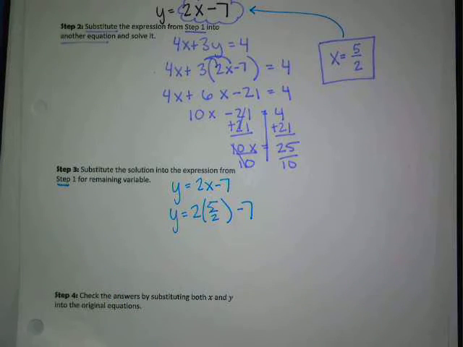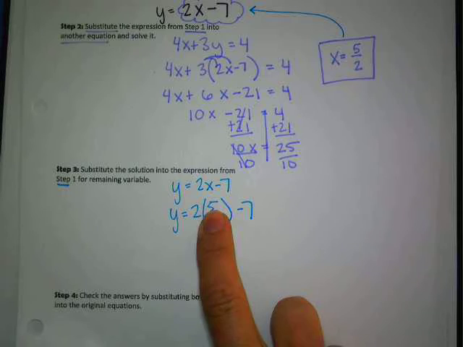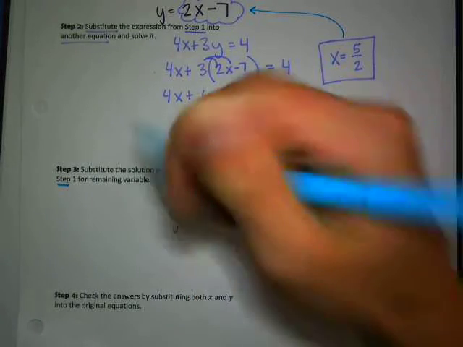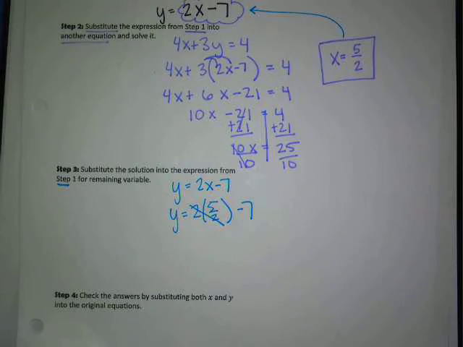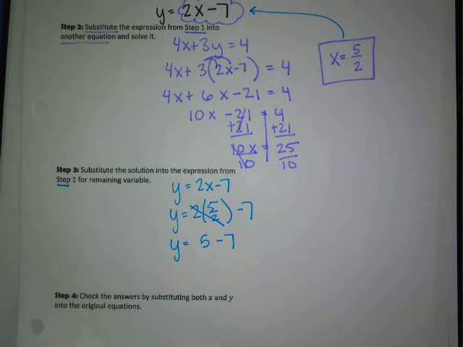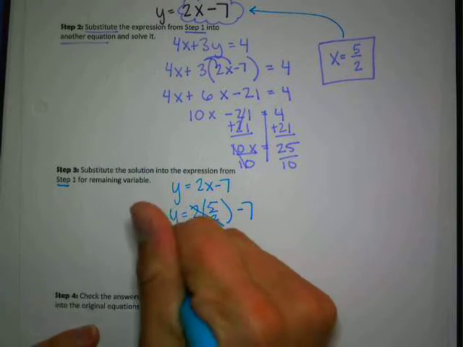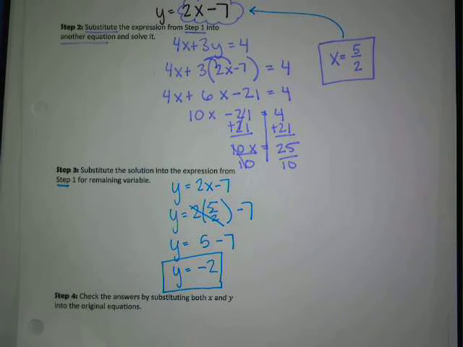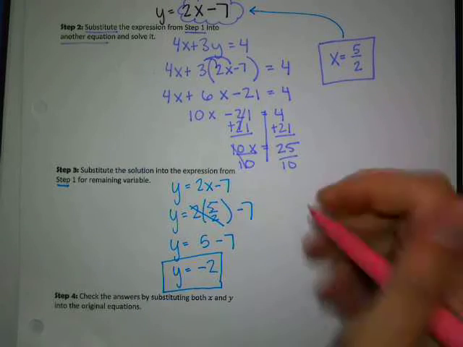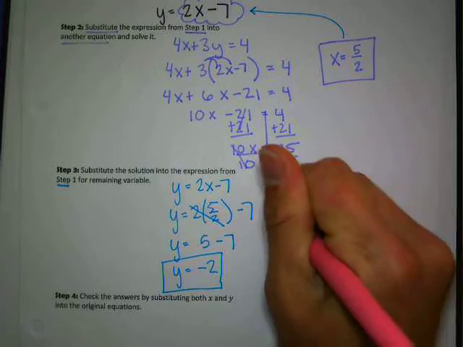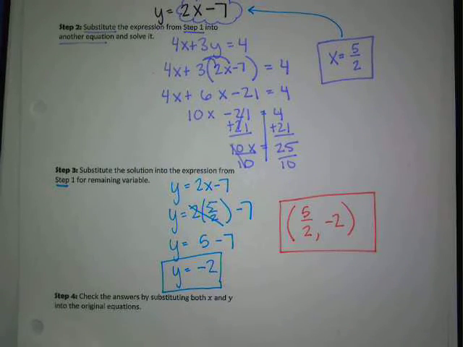Okay. What is 2 times 5? 10. Divided by 2? 5. Another way to think about it, 2 on top and 2 on bottom, these 2's right here are going to cancel. Five minus 7. And what is 5 minus 7? Negative 2. All right. I do want you to write your answers as coordinate points, because remember, what you are finding is the point of intersection, the point where the 2 lines cross. So write it as a coordinate point, x comma y.